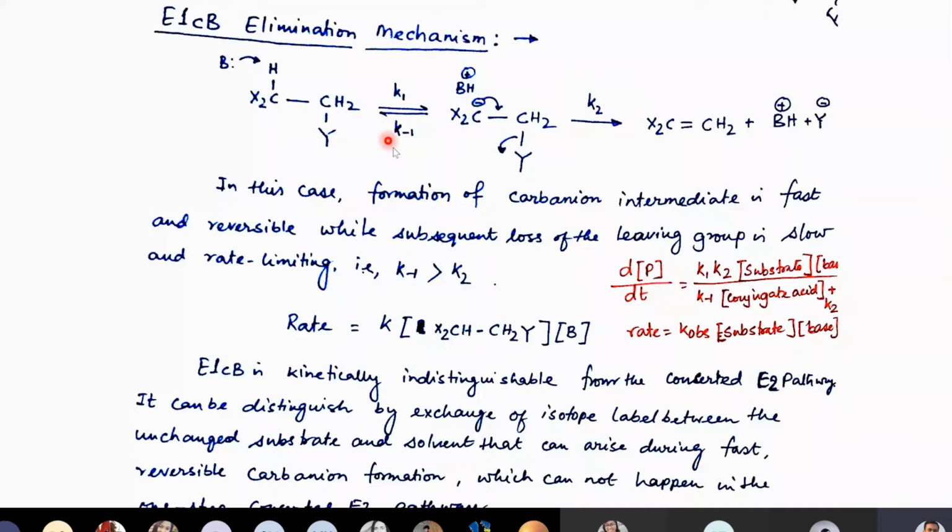So in this case, your k-1 becomes greater than k2. This is your rate equation. Then E1CB is kinetically indistinguishable from the E2 pathway, sometimes from the rate equation. But it can be distinguished by exchange of isotope label between the unchanged substrate and solvent that can arise during fast reversible carbanion formation, which cannot happen in the E2 pathway.